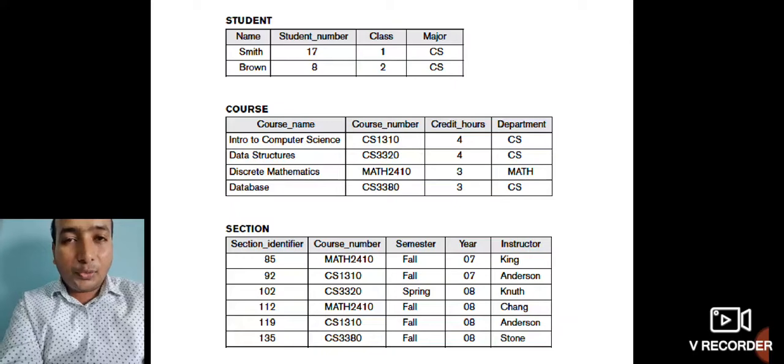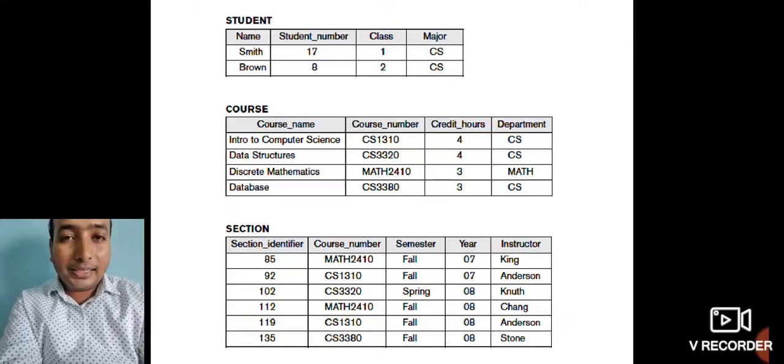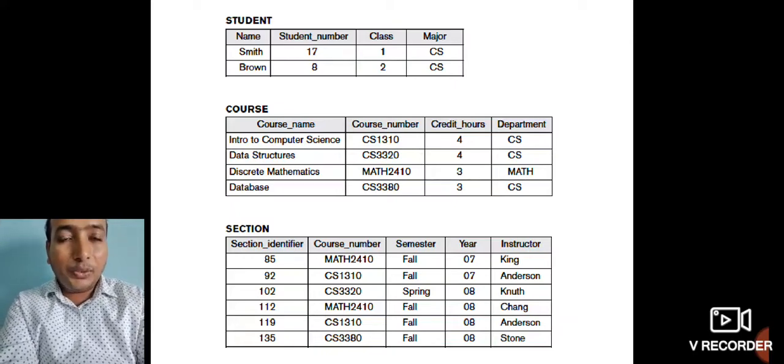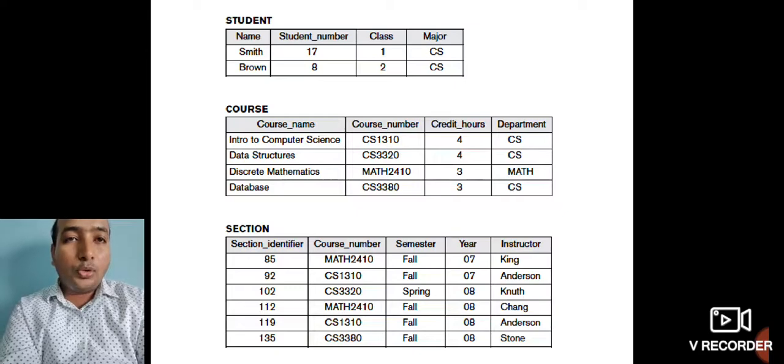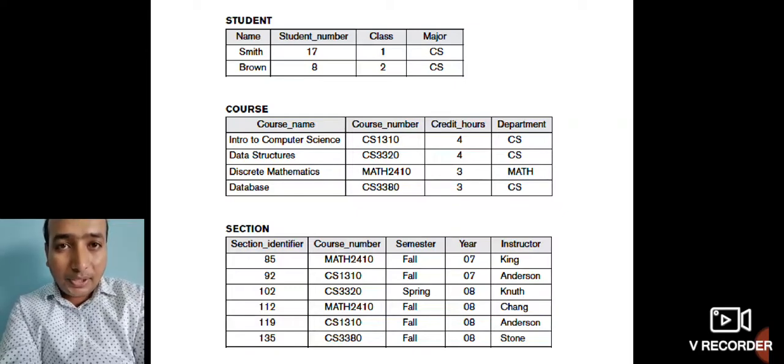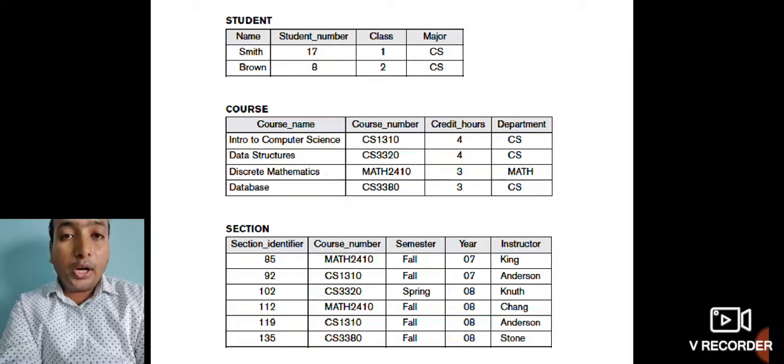So the register number of the Smith is what? 17, and he is coming from the class number 1 and his major is CS, which refers to computer science. In the same way, you have another student by name Brown, whose student number is 8 and he is coming from the class 2 and even his major is what? CS. For the sample, we have taken only 2 students. In the same way, you can have any number of student records.